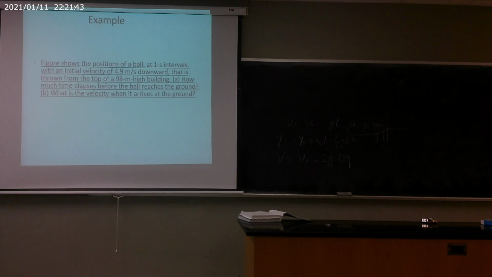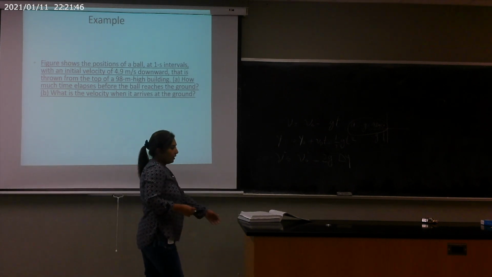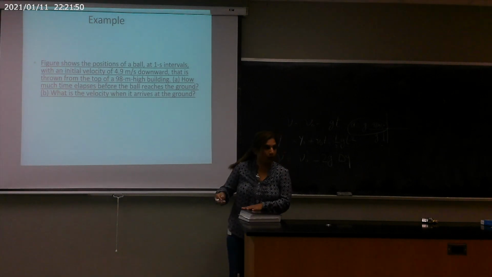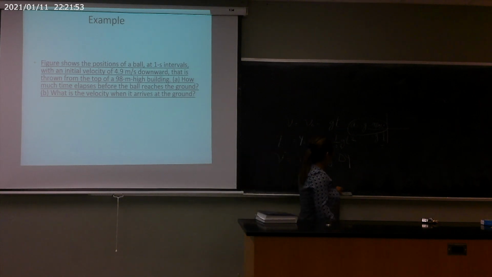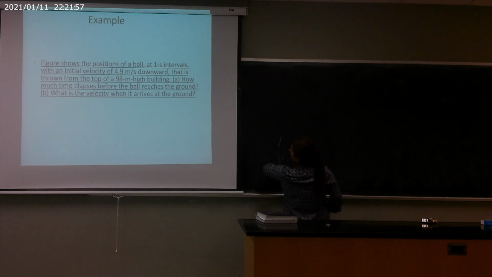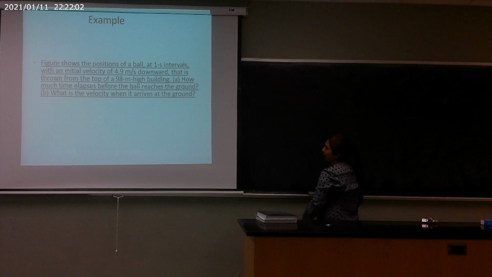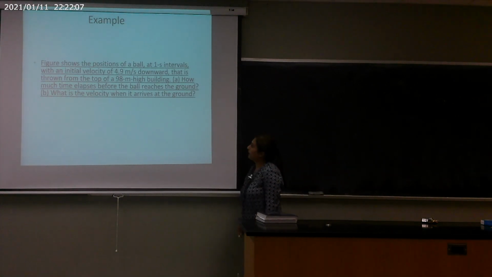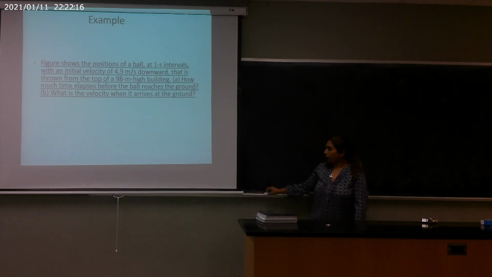Just write it down and we will work on it in next class. Just omit the first line. The figure shows the position of the ball. I don't have the figure, but I can draw the figure to go with it. So there is a ball which has been thrown downward with 4.9 meter per second, and the height of the building is given. You want to know how much time it will take to reach the ground and what is the velocity when it arrives at the ground. We'll start from here.